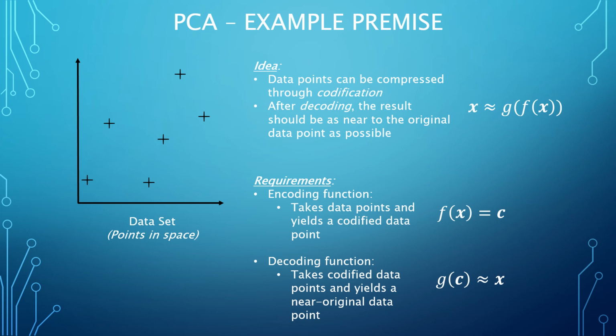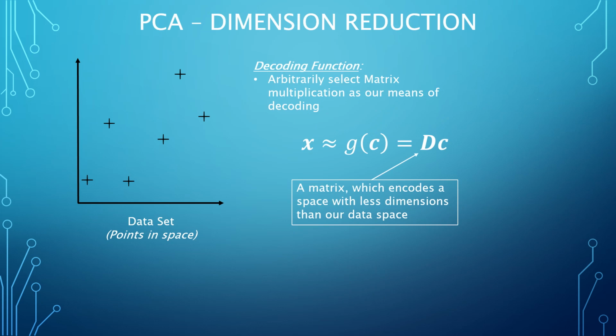So as I mentioned earlier, PCA in fact comes in many different forms, and the authors specify that it is defined by the choice of decoding function. In this example, we'll use matrix multiplication as the decoding function. As such, our decoding function G will look like something that we see here, a matrix multiplied by a codified data point. So G of c is equal to some matrix D times vector c.